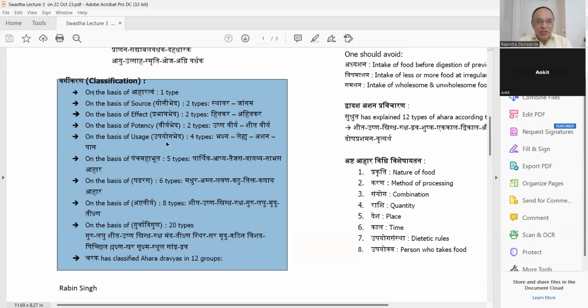Okay. On the basis of usage, bhaksha, leya, licking, ashana and pana, drinking water. So bhaksha, leya, ashana and pana. On the basis of panchamahabhuta, some are parthiva foodstuff. For example, soya bean and black gram are parthiva. Then all the liquids, curry and soups are apya. The kitchen spices are taijasa. Foodstuff like popcorn and bakery products are vayavi and akashi.